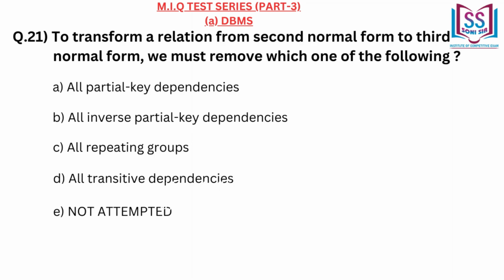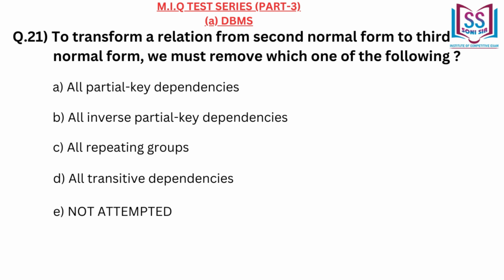To transform a relation from second normal form to third normal form, we must remove which one of the following? A. All partial key dependencies. B. All inverse partial key dependencies. C. All repeating groups.